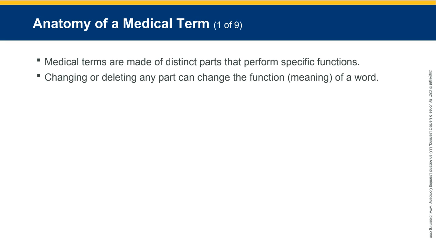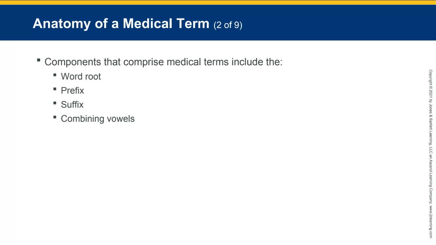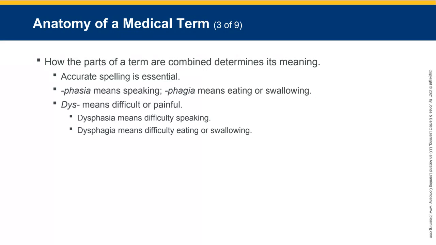Anatomy of a medical term. So medical terms are made of distinct parts that perform specific functions. Changing or deleting any part can change the function or meaning of a word. Components that comprise medical terms include word root, prefix, which is usually at the beginning, suffix, which is at the end, and combining vowels, which help with the pronunciation of a word and combine two word roots. How the parts of a term are combined determines its meaning.